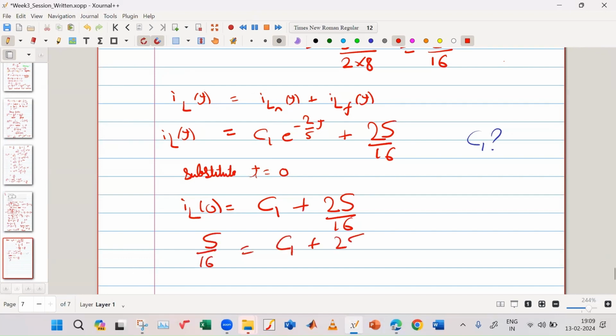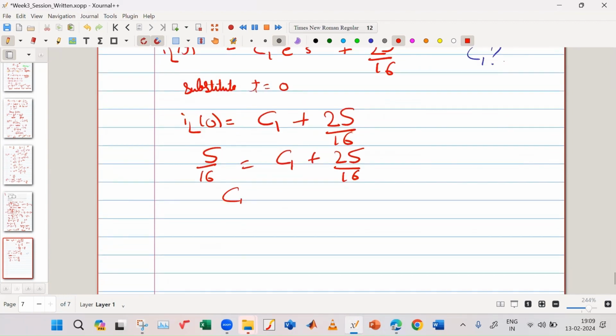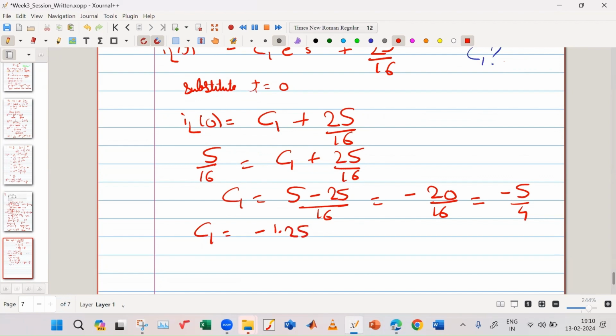So this is the equation. We will get C1 is equal to 5 by 16 minus 25 by 16, that is minus 20 by 16, that is minus 5 by 4, or that is actually equal to minus 1.25.